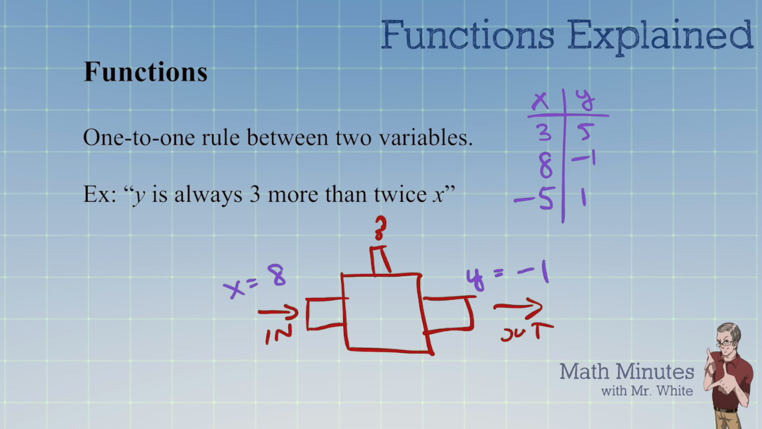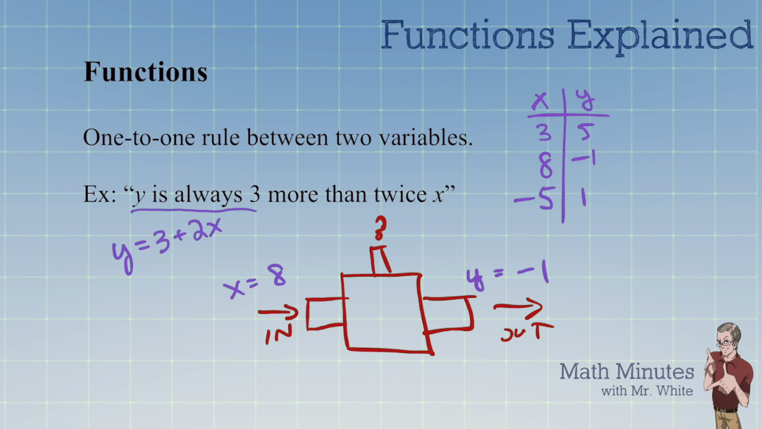You can imagine if I put 8 in and then 2 came out the second time, that would be really confusing. You would feel like the machine was broken. All right, so a function is very predictable. Every time a certain number goes in, the same output happens. So inputs and outputs are combined together. So I have an example here. Y is always 3 more than twice x.